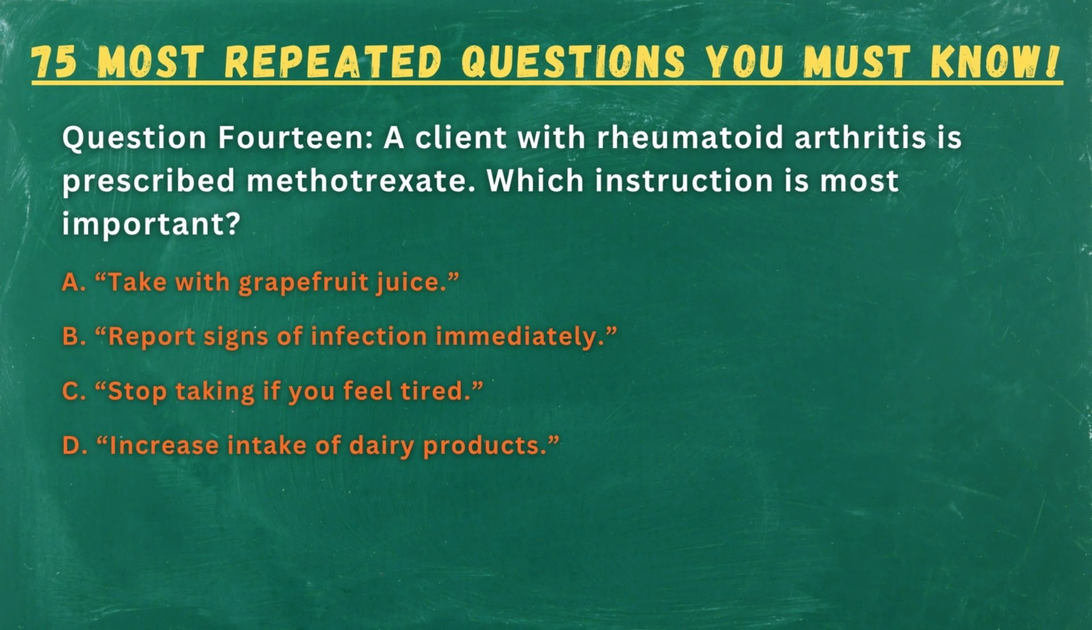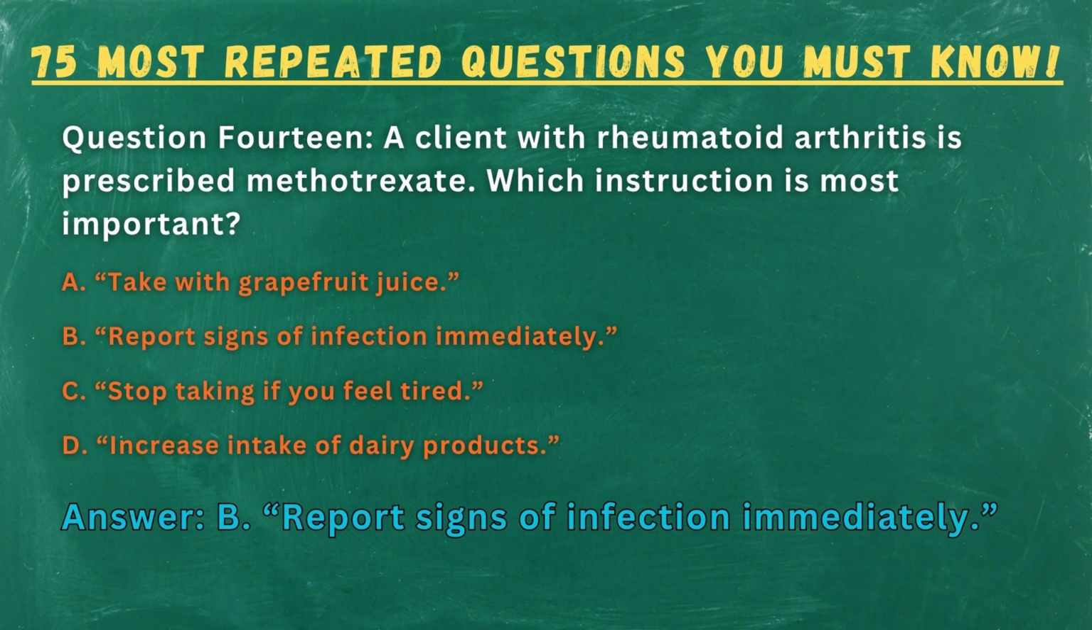Question 14. A client with rheumatoid arthritis is prescribed methotrexate. Which instruction is most important? A. Take with grapefruit juice. B. Report signs of infection immediately. C. Stop taking if you feel tired. D. Increase intake of dairy products. Answer: B. Report signs of infection immediately.